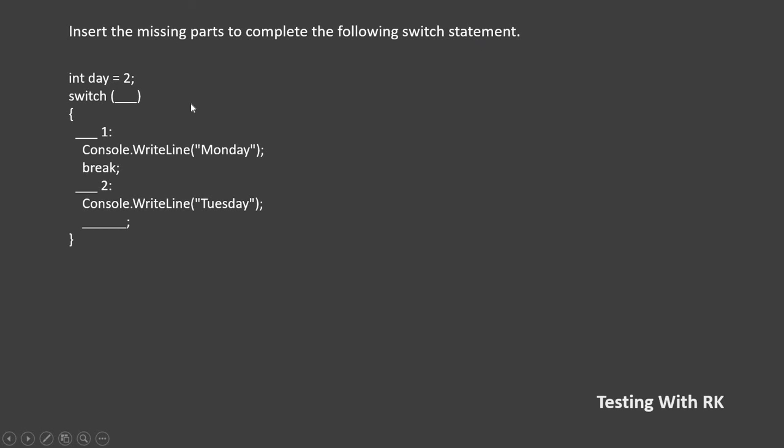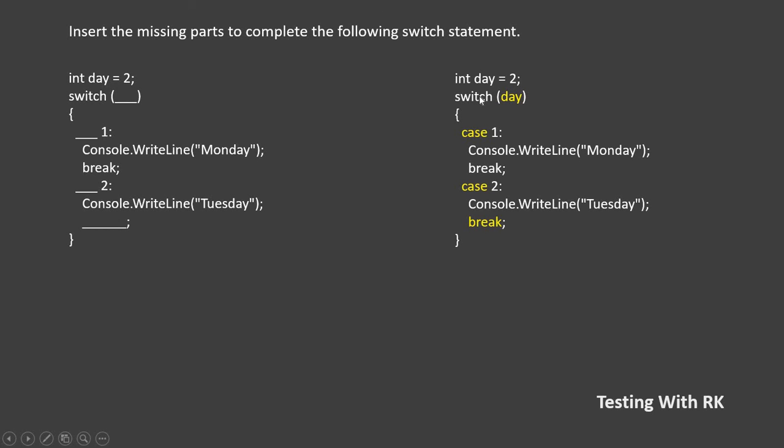Insert the missing part to complete the following switch statement. Remember, we said int day, switch. You have to put something here, filling the blank, and then fill those blanks in as well. Pause the video, and when you're ready, play it again. So the answer is switch day. Switch has to know which variable it is looking at, so we're looking at day. Case is a keyword. Case 1: if the day is 1, it will come here. If case is 2, it will come here. The break statements are there to come out of the switch statement.